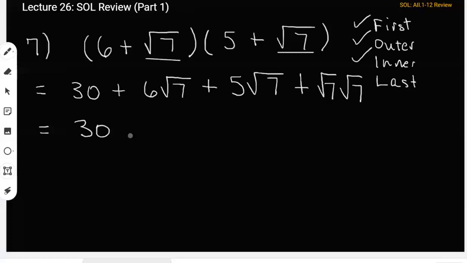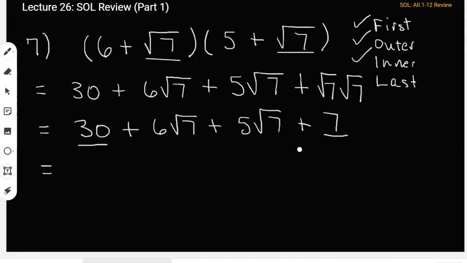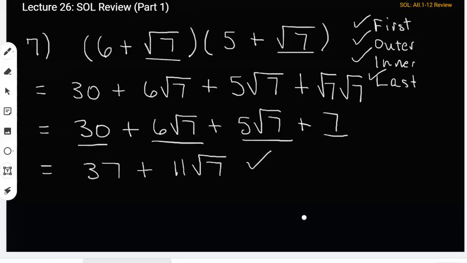So going down here, I'm going to rewrite most everything, but I'm going to write the square root of 7 times square root of 7 as just a 7. So now putting the whole numbers together, I have 30 plus 7. That's going to give me 37. And then since these 2 terms in the middle both end with a square root of 7, they are like terms, which means I can add those together. 6 plus 5 is going to give me 11, square root of 7. And I'm done. There's nothing left that I can do to it.